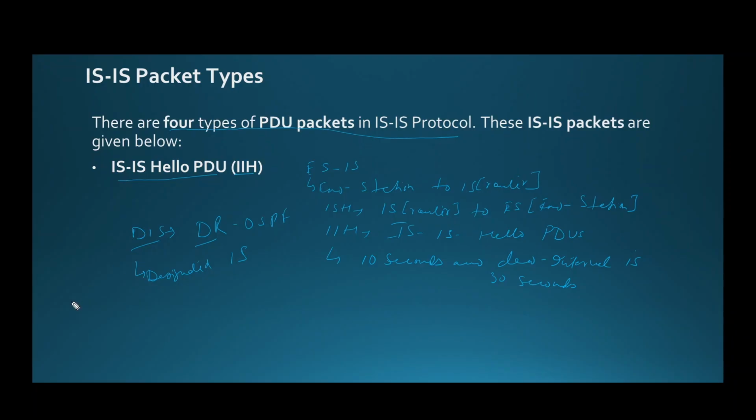And also in ISIS, the DIS is preemptive. So if the DIS goes down for some reason and then when it comes back up, the original DIS reassumes the role of the DIS, which is not the case with OSPF, where the DR and BDR roles are non-preemptive.